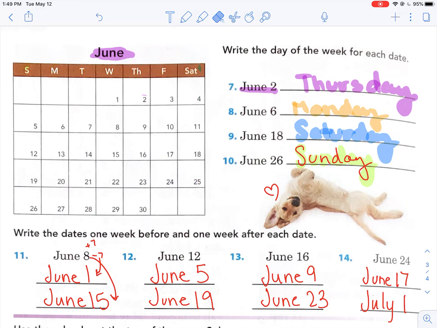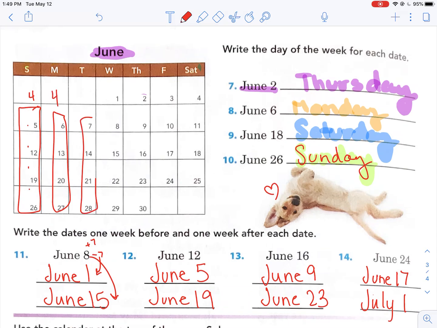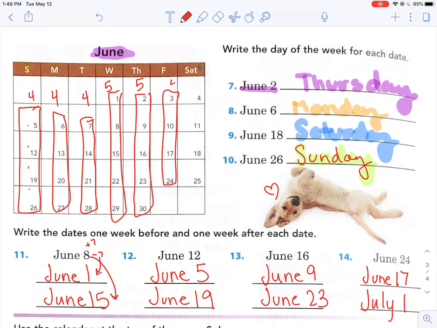Okay. Let's count how many days there are. How many Sundays are there in June? 1, 2, 3, 4. There's 4. How many Mondays? There's 4. How many Tuesdays? 4. How many Wednesdays? 5. Did you see that? How many Thursdays? 5. How many Fridays? 4. How many Saturdays? 4.